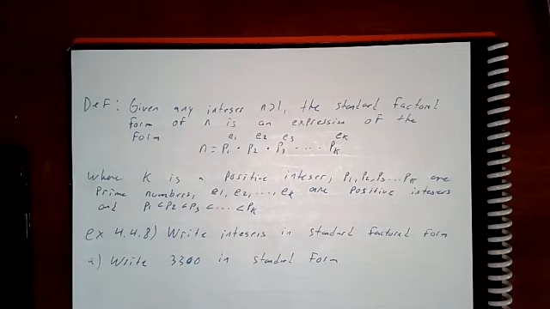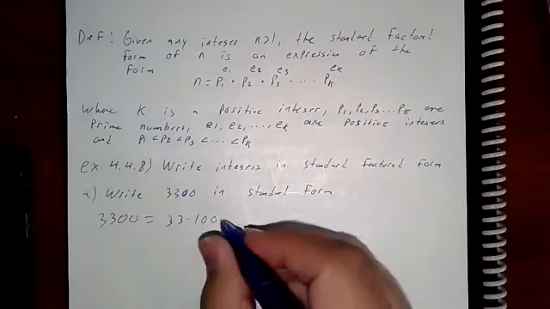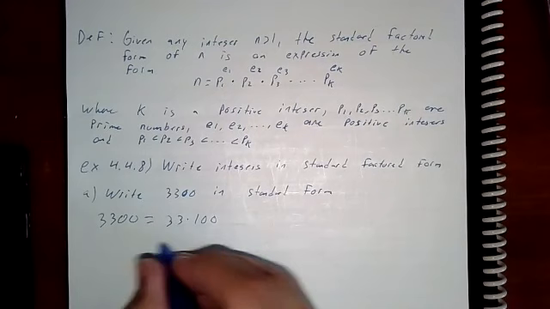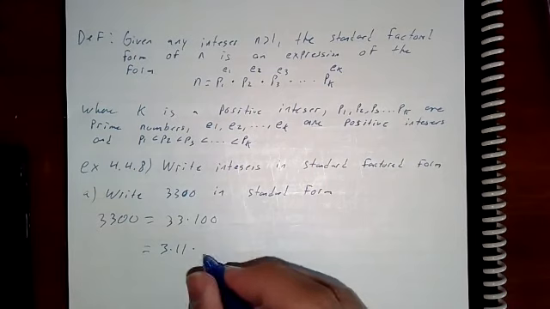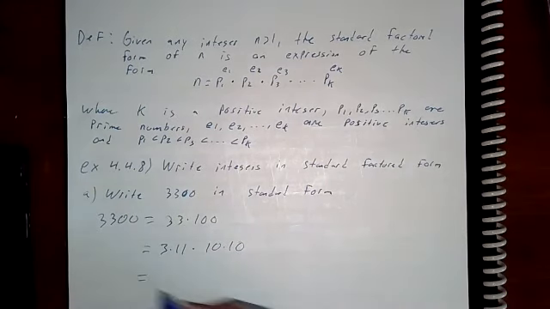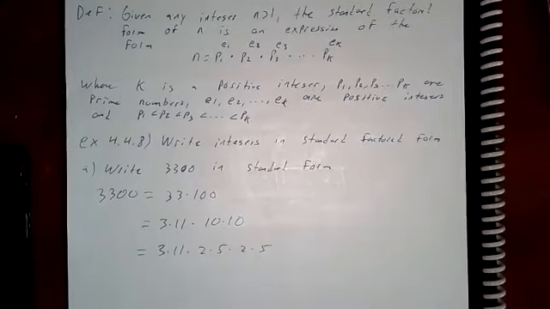So let's practice writing 3300 in standard form. So 3300, using the factor definition here. Let's start small. We know it's 33 hundreds, right? So 33 times 100. And I know that 33 is technically 3 times 11, and 100 is 10 times 10. So that would be 3 times 11 times 2 times 5 times 2 times 5, right? Break down the 10s all into prime numbers.